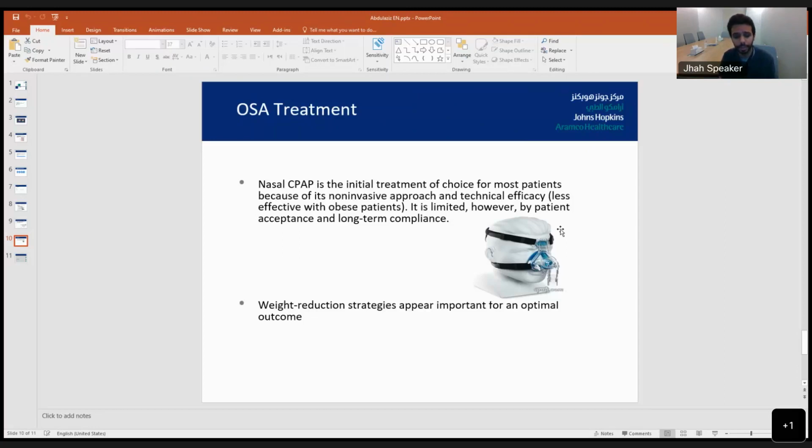So if you know the reason why this patient has OSA, it was because of obesity. So if the patient gets rid of his obesity, he will not have any OSA. Weight reduction strategies appear important for an optimal outcome. So the best optimal outcome to not having OSA or hypopnea during sleeping is to reduce weight. You encourage your patient to lose weight, and as long as the patient loses weight, he will not have obstructive sleep apnea, and he will have a good quality of sleep during the night.